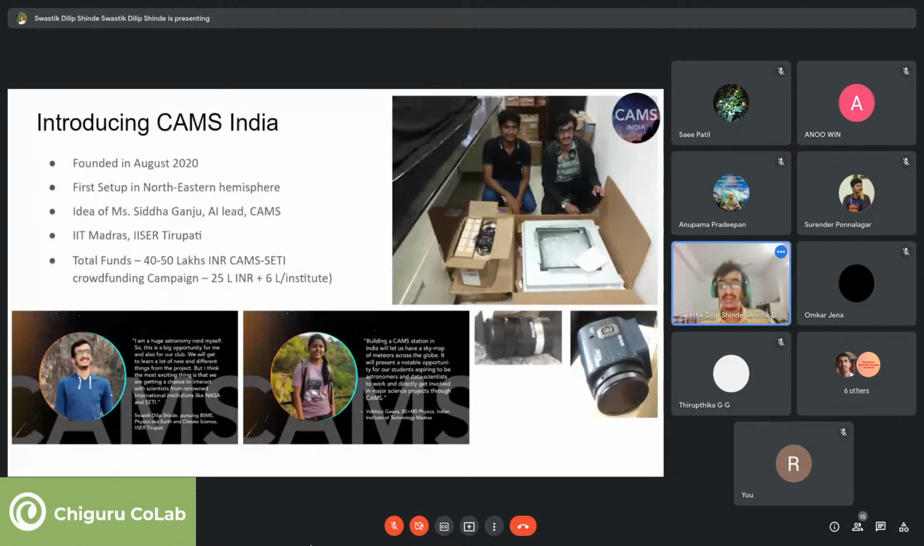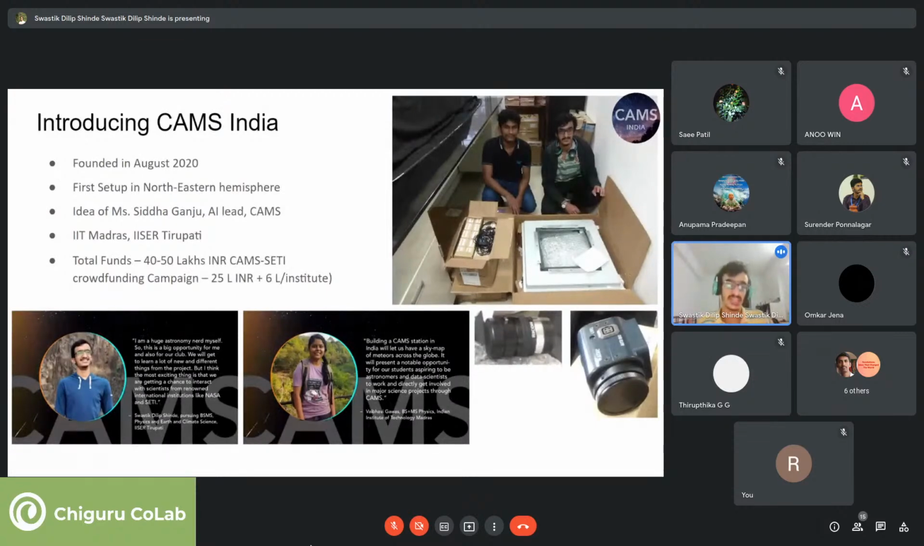Because of that gap, CAMS wasn't able to study the meteor showers which only pass through this part of the atmosphere, the atmosphere above northeastern Asia. So to cover this gap, CAMS India was founded in 2020. It's going to be the first setup in the northern hemisphere.